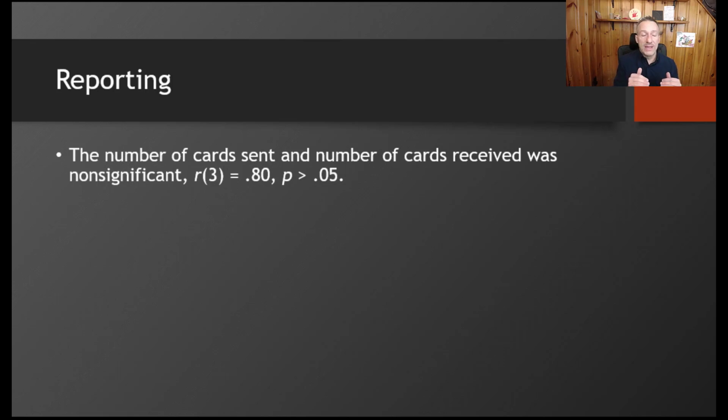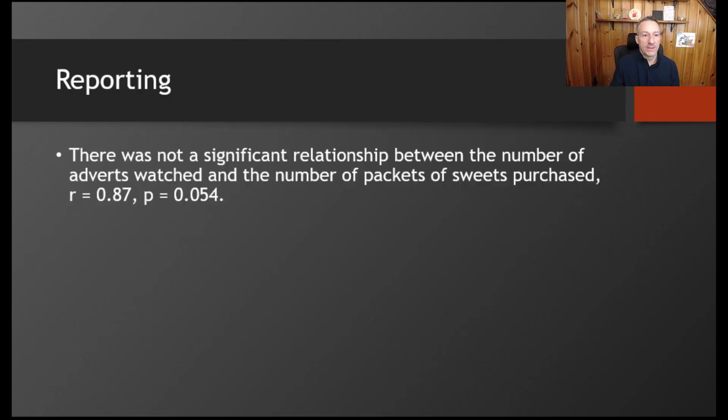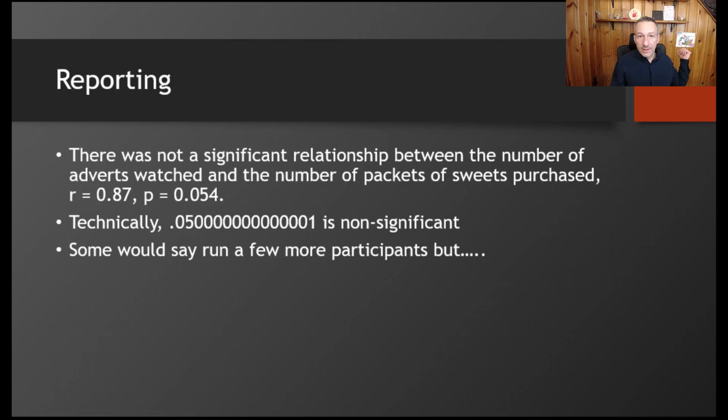So if the P is greater than 0.05, non-significant; P less than 0.05, significant, or a rare, super rare finding. Same thing as this one. There was not a significant relationship between the packets of sweets purchased and the adverts watched. So technically, 0.050001 is not significant, or non-significant. The sample size is too small though, so we should have a bigger sample size.